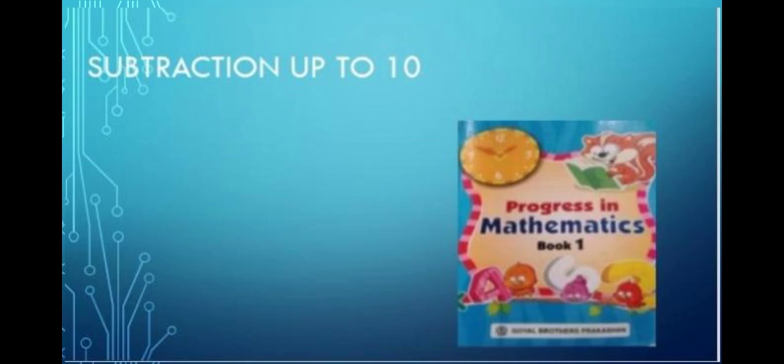Okay, so in class 1 we don't have so much, we have only 3 properties, that is subtracting 0, subtracting a number from itself and subtracting 1. Okay, so properties of subtraction are nothing, they are just the rules that you have to follow. All right, so now let me discuss.